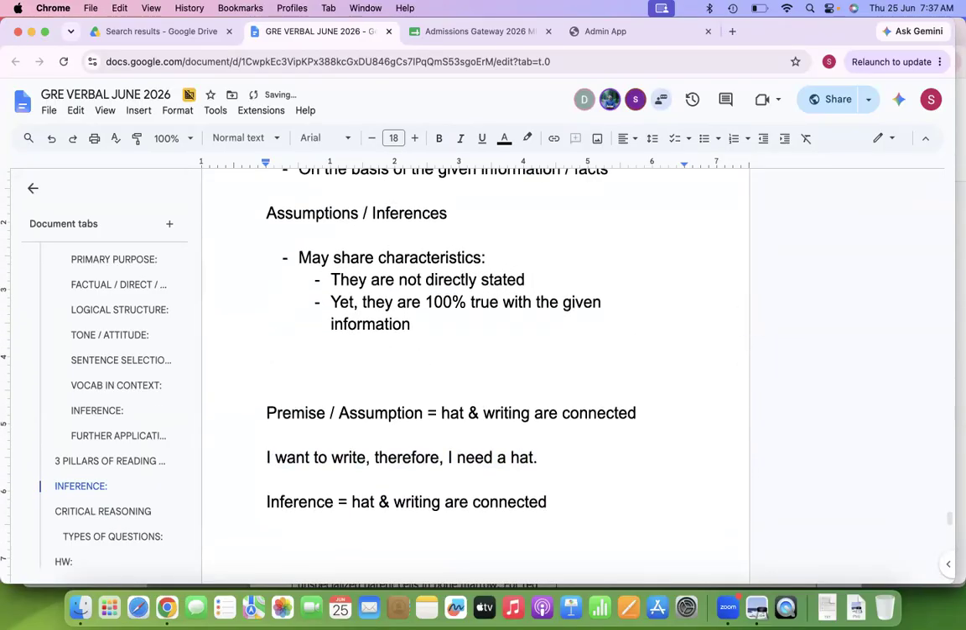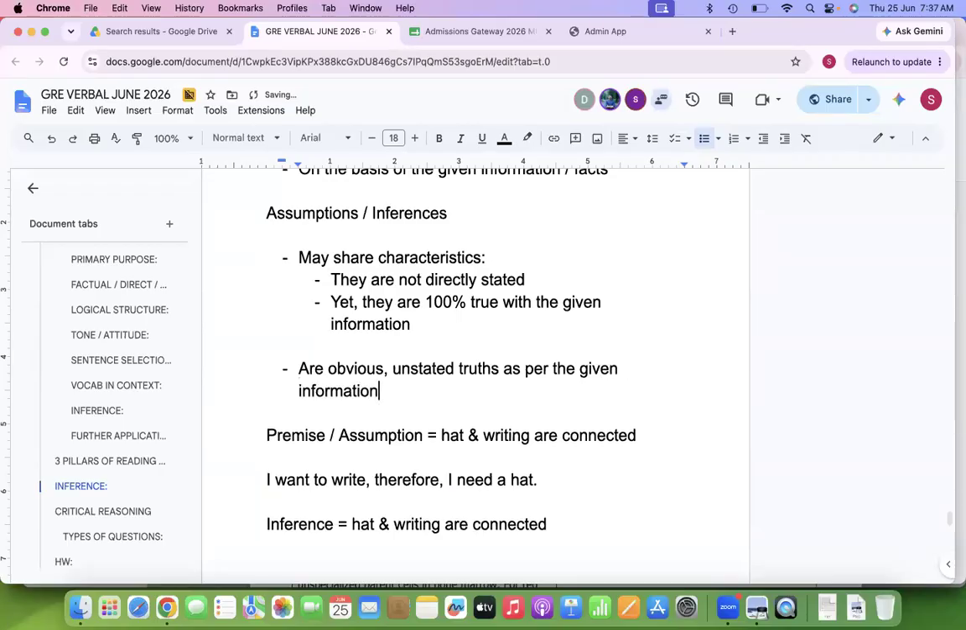In other words, now, assumptions and inferences are obvious, unstated truths as per the given information. The fancier your answer, the more incorrect your answer.